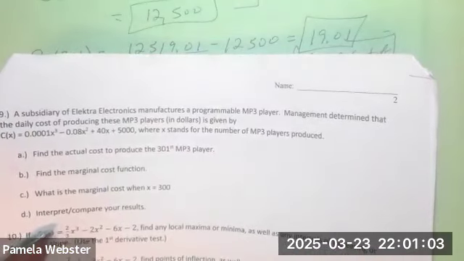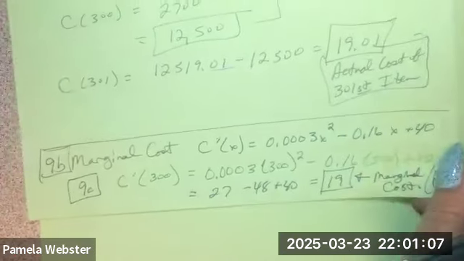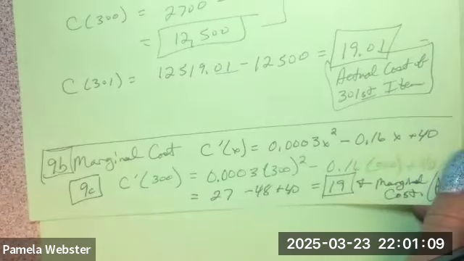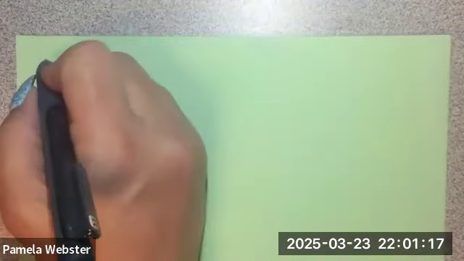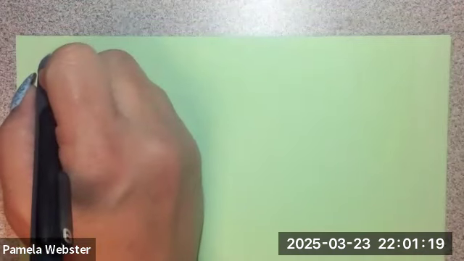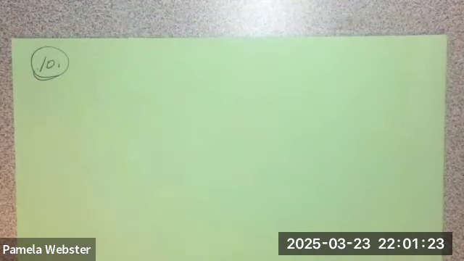And then D says interpret or compare your results. That means write me, not a book, but a little sentence about what you think. Is this a good approximation? Is it a bad approximation? Should we always only do the actual cost? What's going on here? So that's your opportunity to give me some stuff.